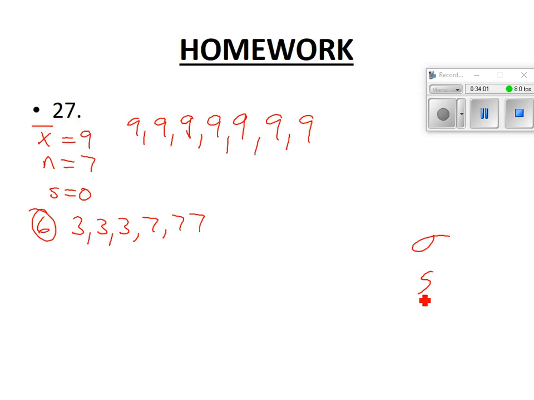Number 12, I got mu was 19, range was 10, variance was 6.1, and standard deviation was 2.5.